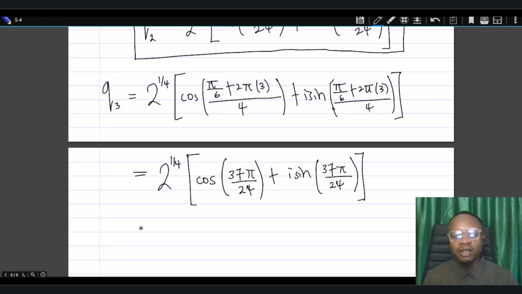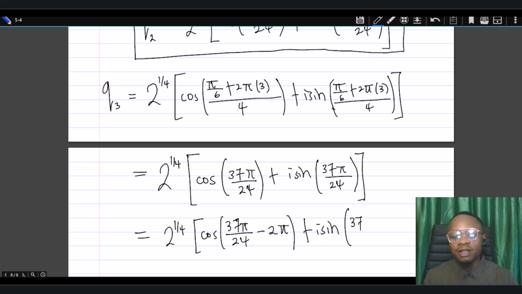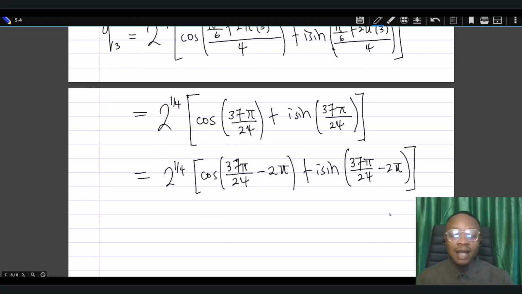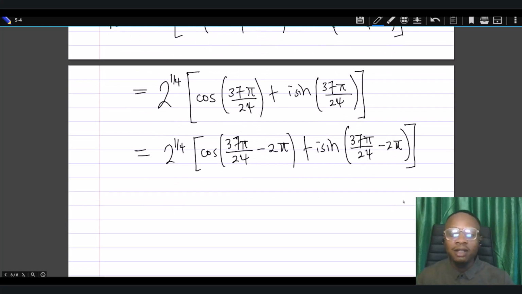then we close this bracket. So to make this a standard argument, we say this is 2 to the power of 1 over 4 into the cosine of 37 pi divided by 24, then minus of 2 pi. So we close this up and say this is plus I multiplying the sine of 37 pi divided by 24 minus 2 pi. Just to ensure that our argument here is standard. That is, it lies between minus pi and pi, as required.